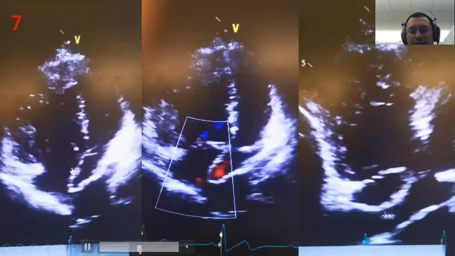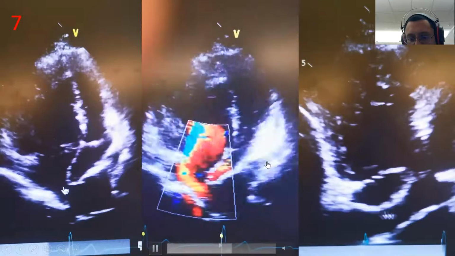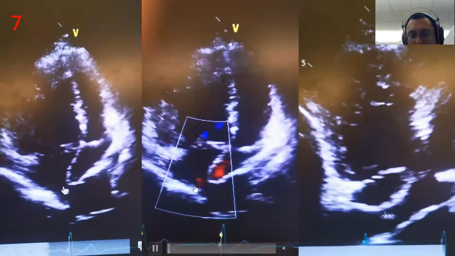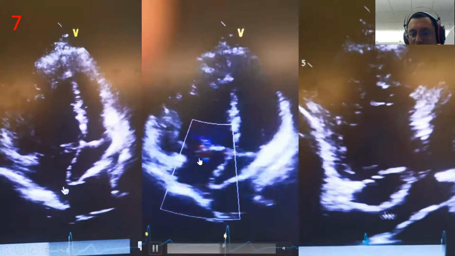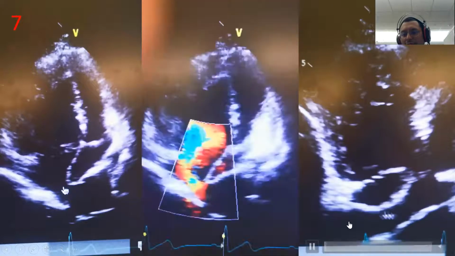Okay, and you can see here in this picture in the middle, you can see the baffle flow from the SVC going into the left side of the heart. Another one from the SVC going to the left side of the heart. That's the baffle. So that is the SVC baffle.